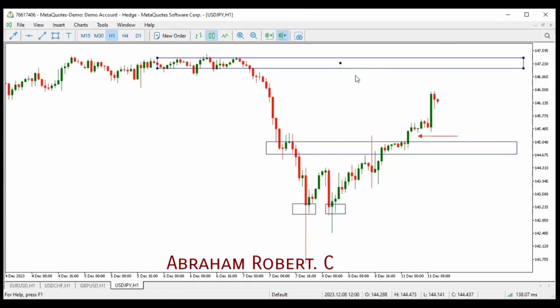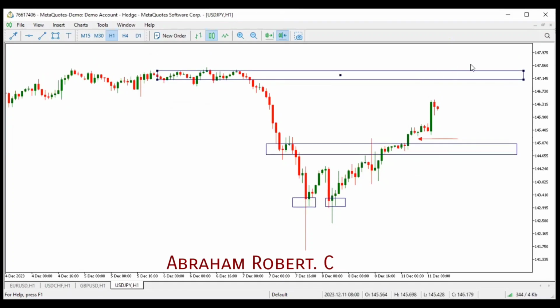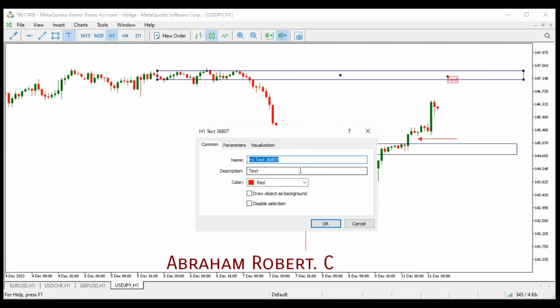Now, if I am to enter at the close of this bullish candle, my first target will be this resistance level. Okay, this will be my first target. Let me put TP1. I can call it TP1.